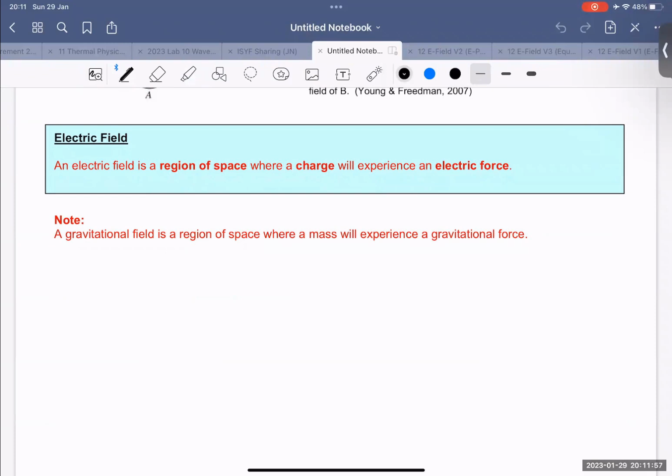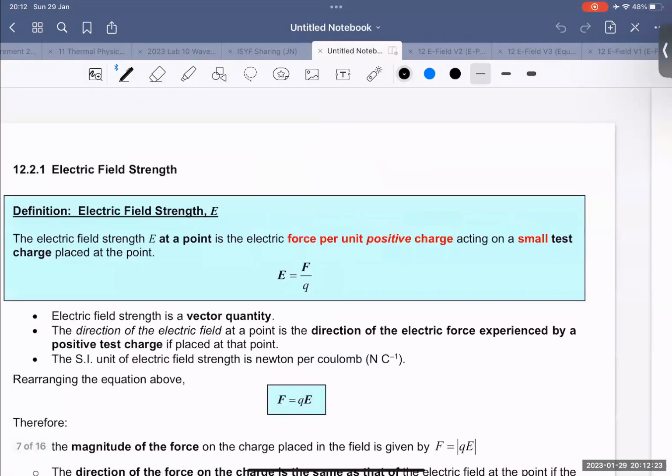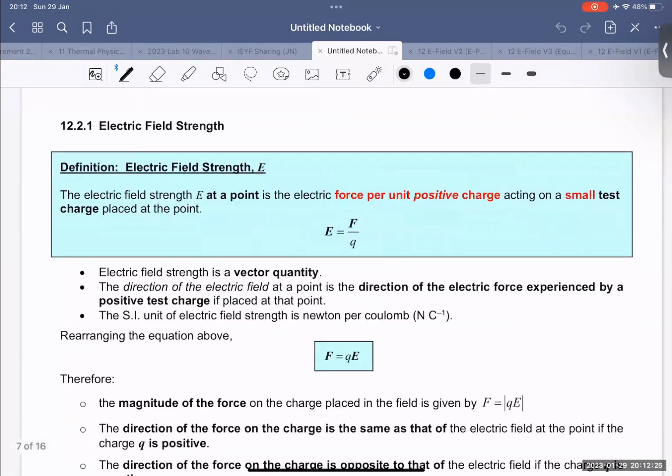Similarly, a gravitational field is a region of space where a mass will experience a gravitational force. So what is an electric field? An electric field is a region of space and it has certain property. So what's the property? The property is that a charge will experience an electric force.